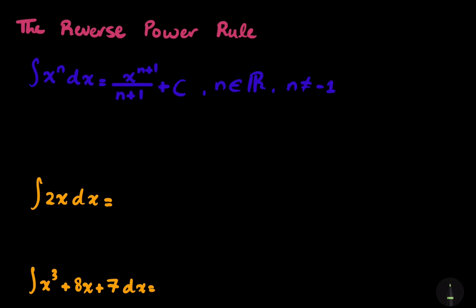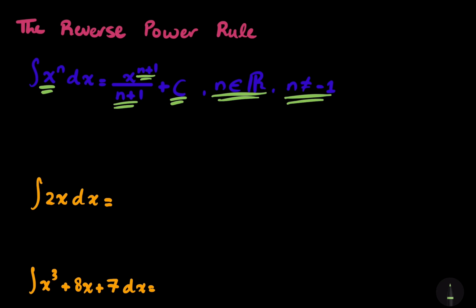The reverse power rule essentially applies to polynomial functions, and it tells us that if we want to take the integral of x to the n dx, where n is just some real number except n can't be equal to -1, we'll see why a little bit later on, then this is just going to be given by x to the n plus 1 divided by n plus 1, and then of course we can't forget the plus c.